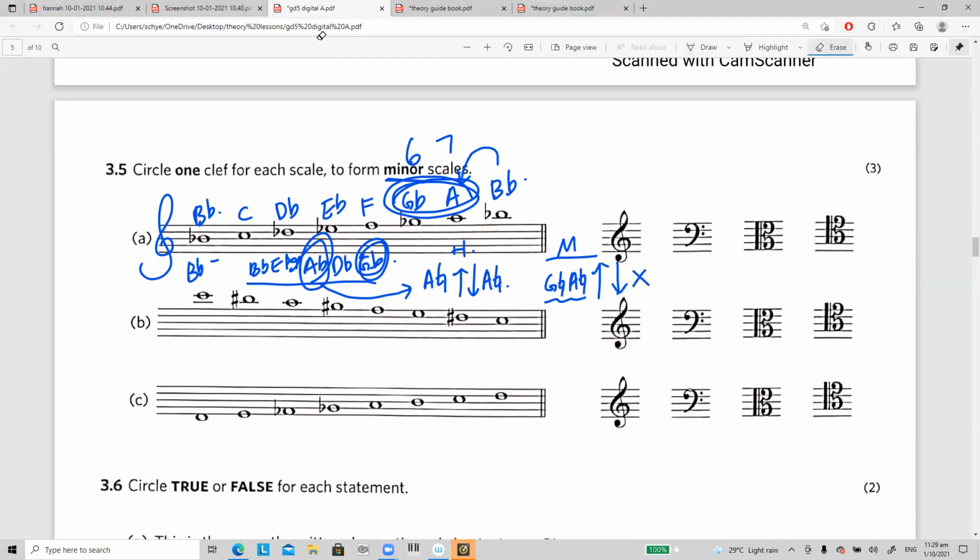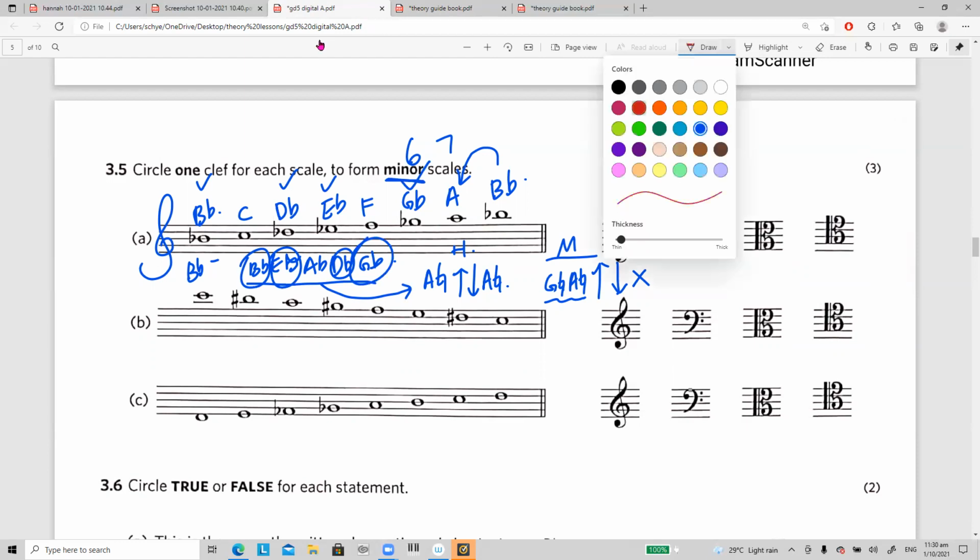So now let's take a look and see whether the notes here match with B flat minor. First you have B flat, correct. Then you have D flat, you have E flat, you have G flat. And then the A natural here, I used a red color.